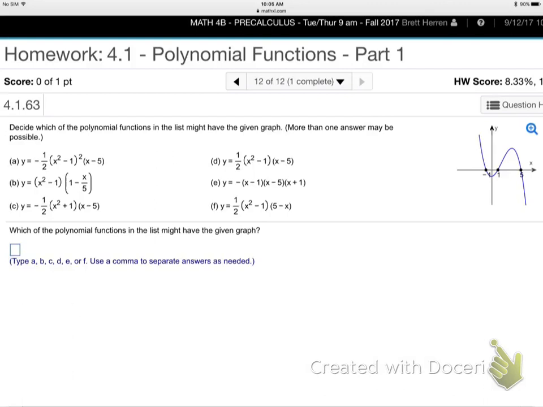Good job. All right, let's look here. Last one. Decide which of the polynomials in the list might fit. So again, it's the which-ones-can-fit thing. I really have to move on. How about I leave that one? Sorry. I mean, we can talk about it.